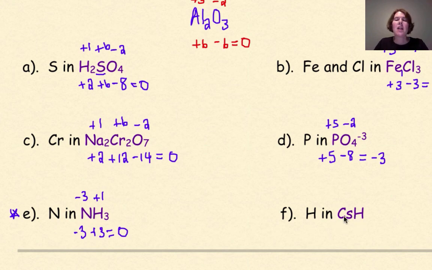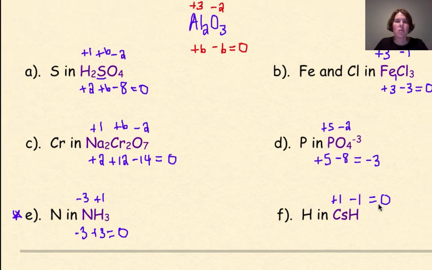And then finally, CsH, cesium hydride. This is where we find our exception to the rule for hydrogen, where hydrogen will be -1 because cesium is a group 1 metal, so cesium has to be +1. Therefore, it's going to be 0 overall, an electrically neutral compound.